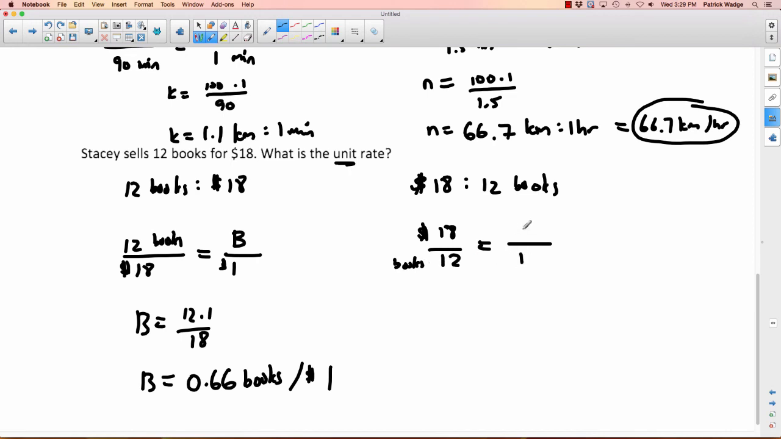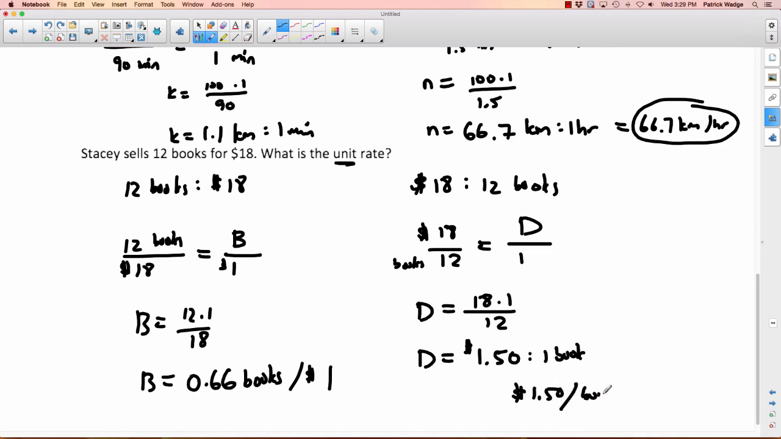We have the books on the bottom. This is what we don't know. I'll call it D for dollars. And I cross multiply. So I've got 18 times 1. I divide it by 12. And if you do that, you get 1.5. What are we talking about here? It's dollars. Oh, wait a minute. It's $1.50 per one book. Or again, how you'd probably write that is $1.50 per book.